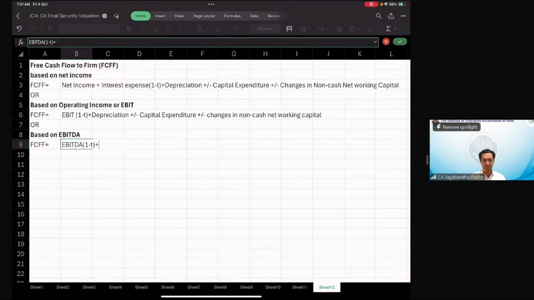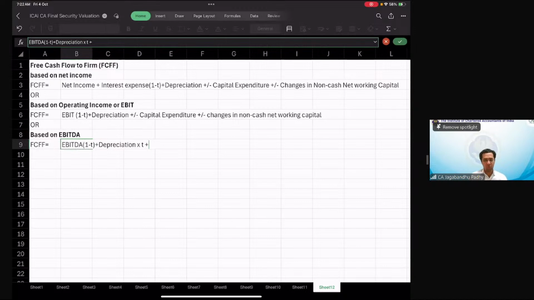Plus we need to add back the depreciation tax saving. We need to add back the depreciation tax saving by simply multiplying it with the tax rate, because whatever depreciation you will be claiming, you're going to get a deduction on that. Right? And therefore, it is going to be add back depreciation into tax saving.